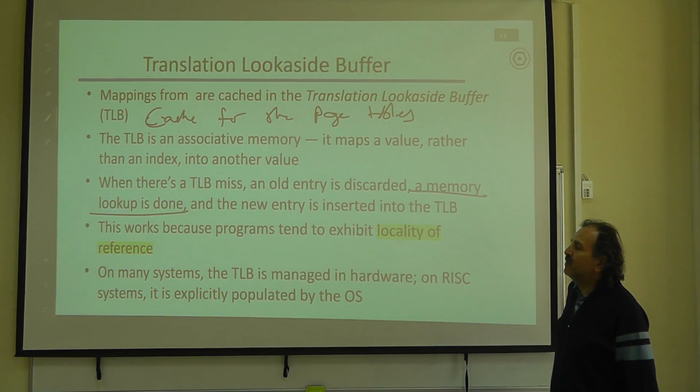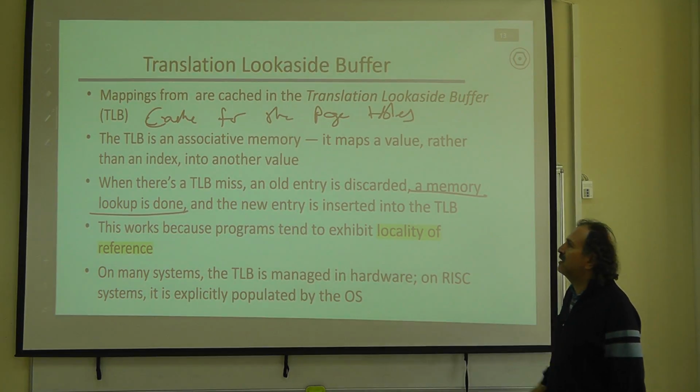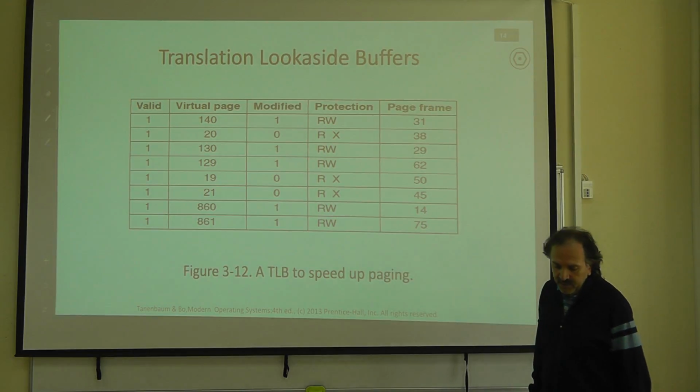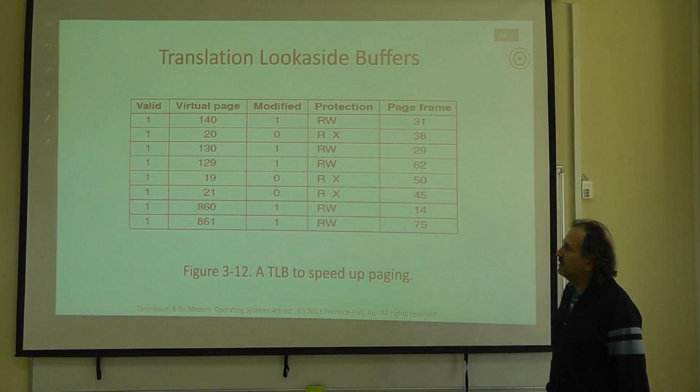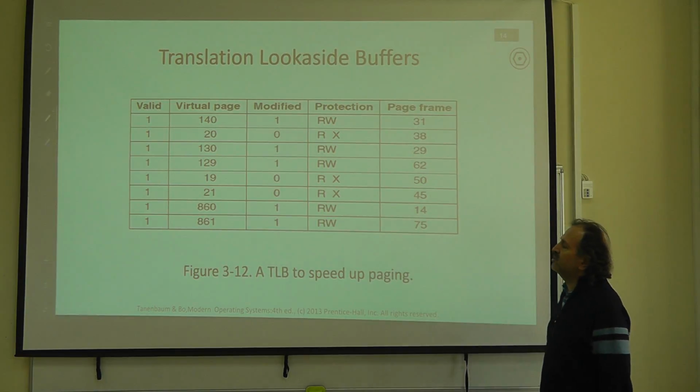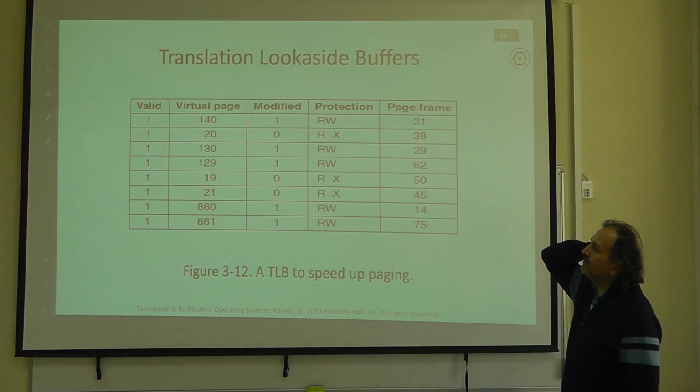I cannot keep all the page tables on the MMU, so I need to keep them on the RAM, but I need to be fast, so I came up with this TLB solution. Okay, I have a simple TLB table here, a TLB to speed up paging.